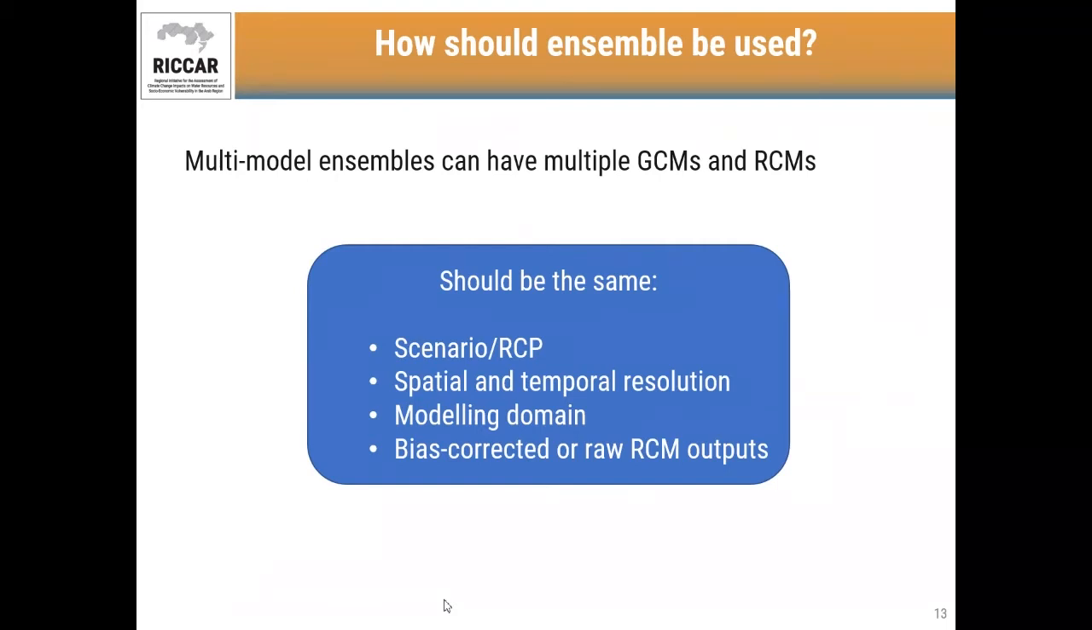And then you should not mix bias corrected data with raw RCM outputs. They should all have the same assumption in that regard. Again, next week we'll be looking at Cordex data, which will be raw RCM outputs. So you should not mix the bias-corrected RICCAR data with the raw RCM outputs, which you may obtain from Cordex.